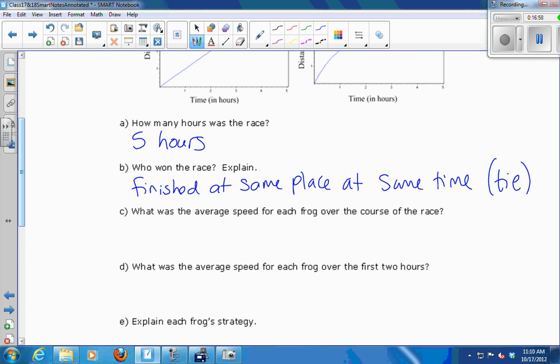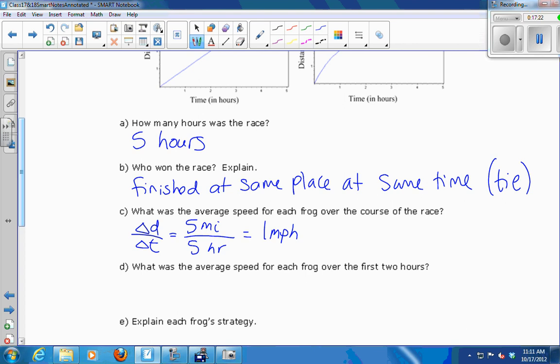So what was the average speed of each frog over the course of the race? 1 mile per hour. They both had a change in distance over change in time that was the same. Change in distance for both of them, they went 5 miles over 5 hours. So they were both traveling 1 mile per hour on average over the course of the race.